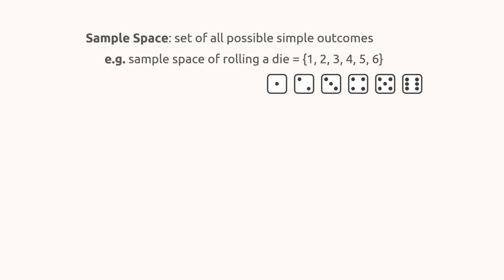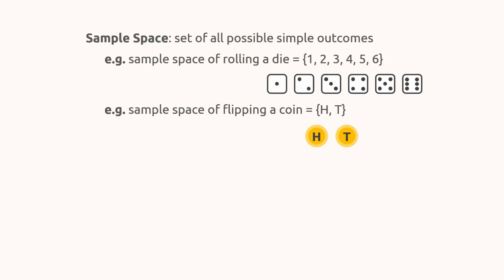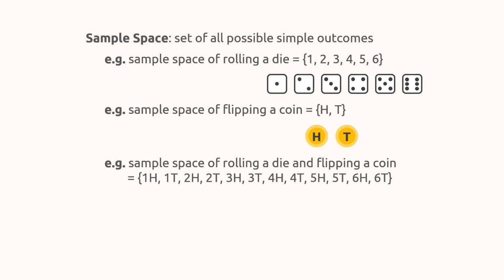When we want to refer to all possible outcomes, we use the sample space. For example, the sample space of rolling a die is the set of all 6 numbers, with each separated by a comma. Here's another example. The sample space of flipping a fair coin is the set of the 2 outcomes head and tail. If we combine rolling a die and flipping a coin as one procedure, then there are 12 outcomes in the sample space, as you can see here.